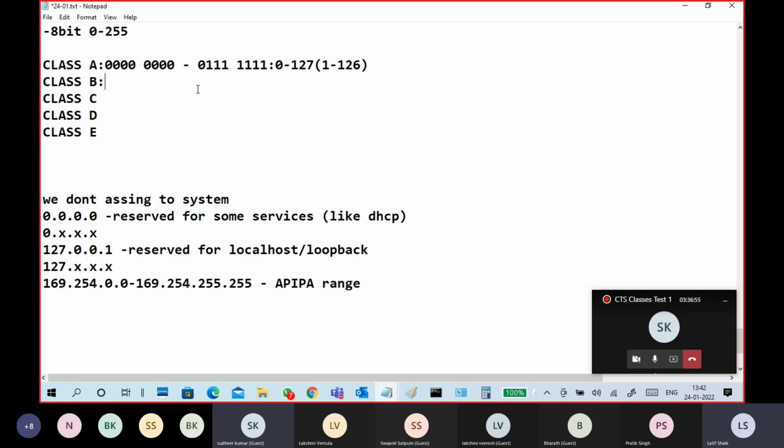Next, 128, it is like this. Here it is class B. The first two bits, the first two MSB bits, are not changing. The remaining bits become all ones, like the range. So this is 128, and the range ends at 191. The value of this one is 191.